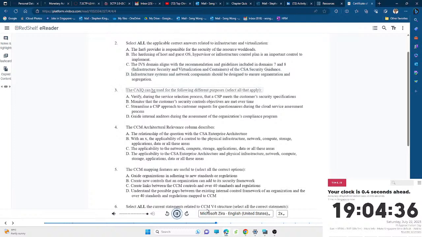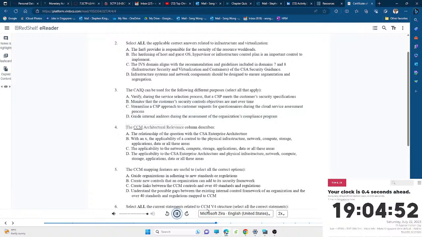3. The CAIQ can be used for the following different purposes. Select all that apply. A. Verify, during the service selection process, that a CSP meets the customer's security specifications. B. Monitor that the customer's security control objectives are met over time. C. Streamline a CSP approach to customer requests for questionnaires during the cloud service assessment process. D. Guide internal auditors during the assessment of the organization's compliance program.